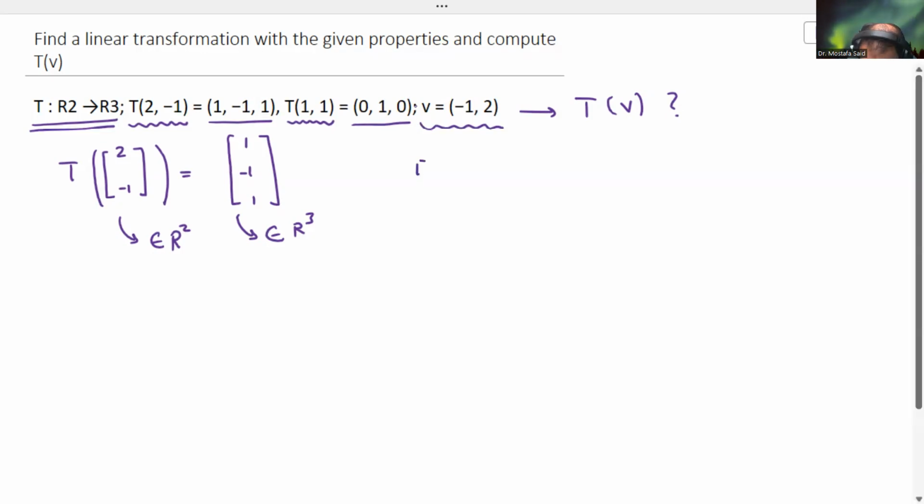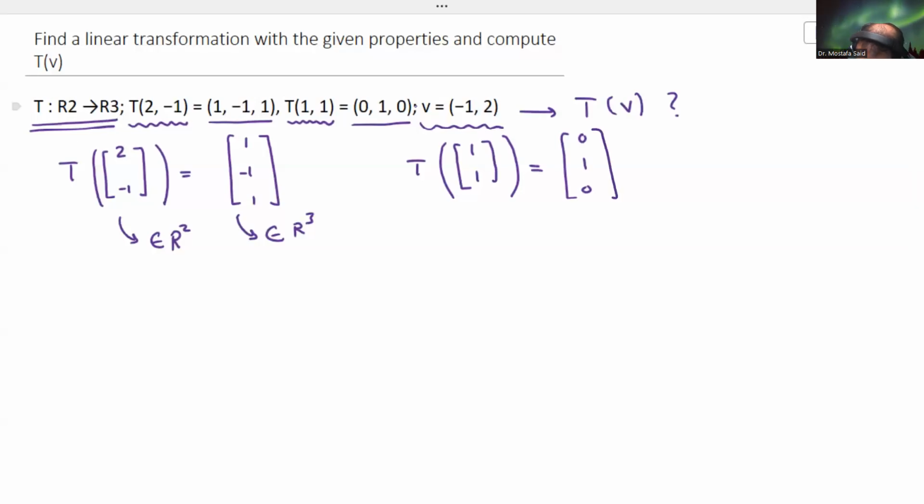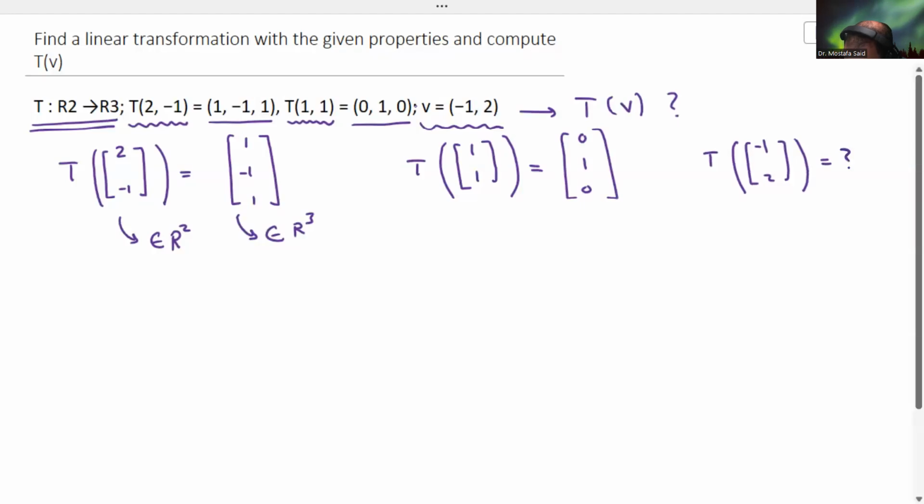And we also have T of (1, 1) gives us (0, 1, 0). And what we want to know is T of v, where v equals (-1, 2).